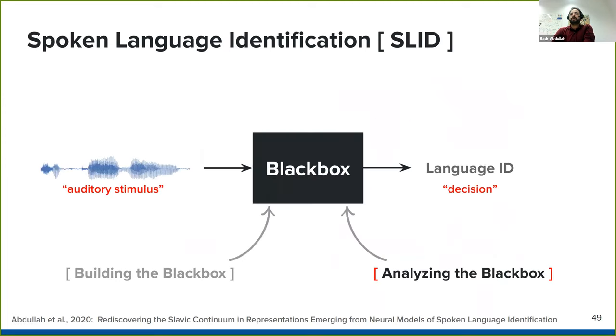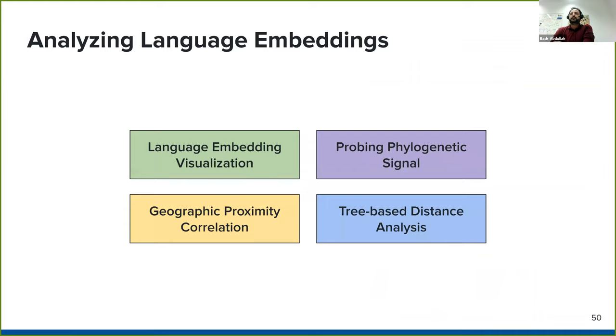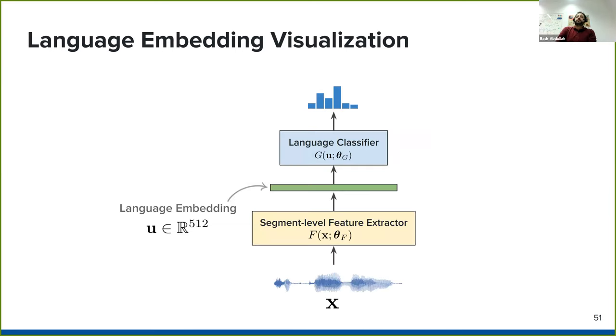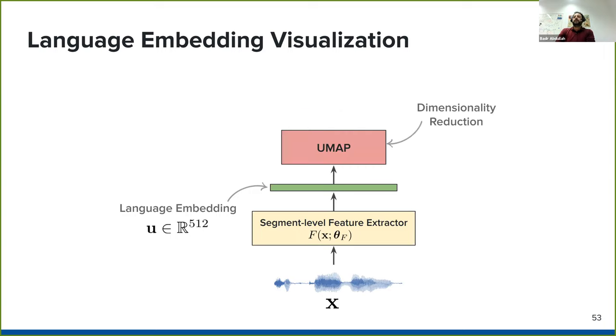So this was the part where I presented the system that we have done. And in this part, I'll talk about the analysis that we have done to look into the emergent representations in the model. We have used four different analysis techniques to look at this model. The first one was a visualization of the language embeddings that have emerged in the model. We have replaced the language classifier here with a dimensionality reduction algorithm, UMAP, which will take every language embedding and project it into a two-dimensional space, so we can visualize it and look at it.